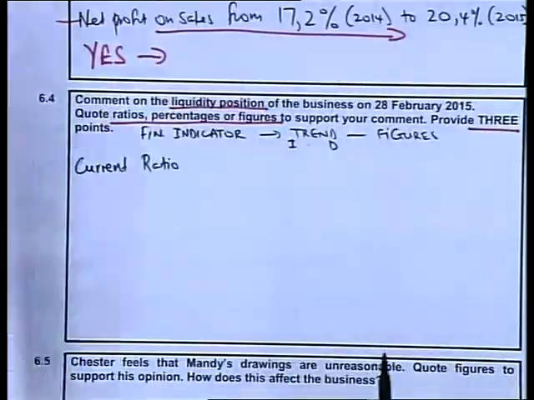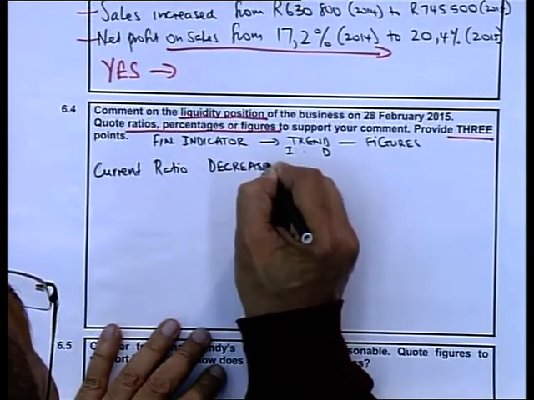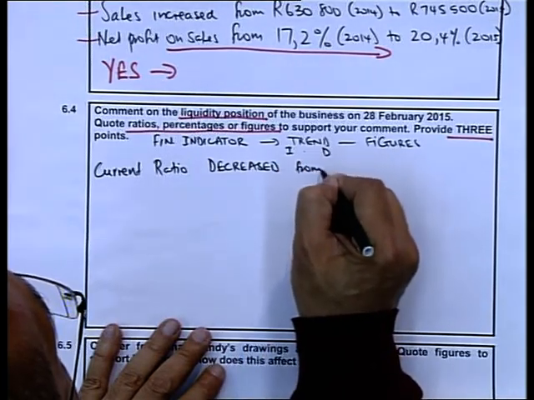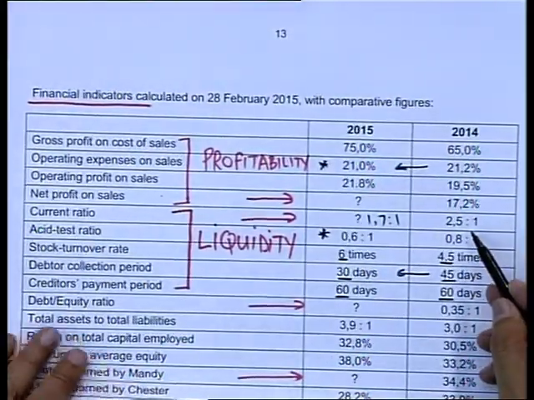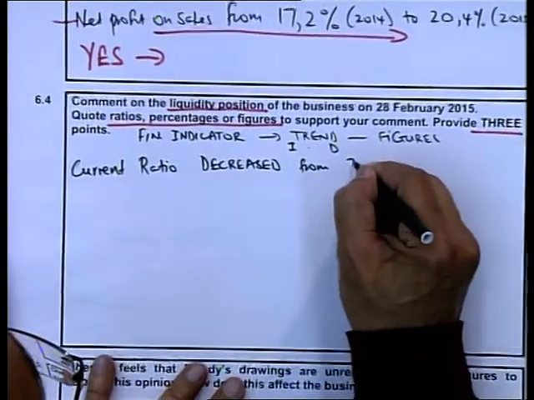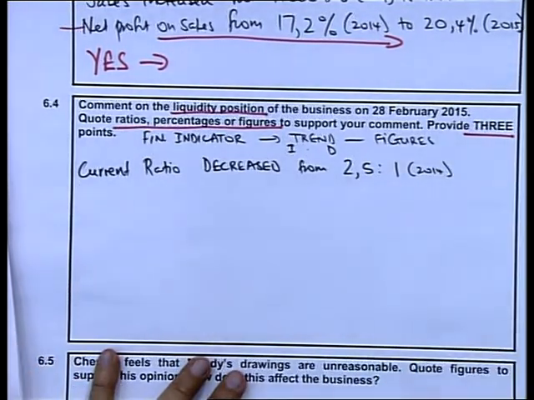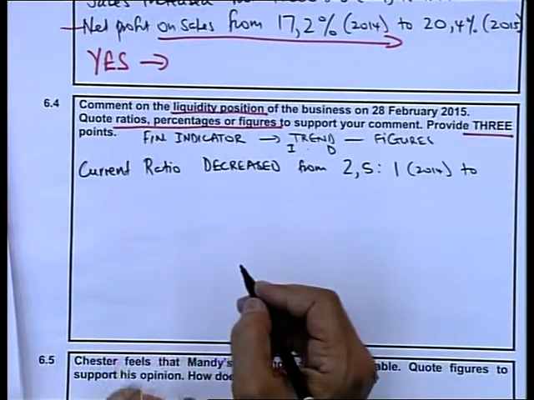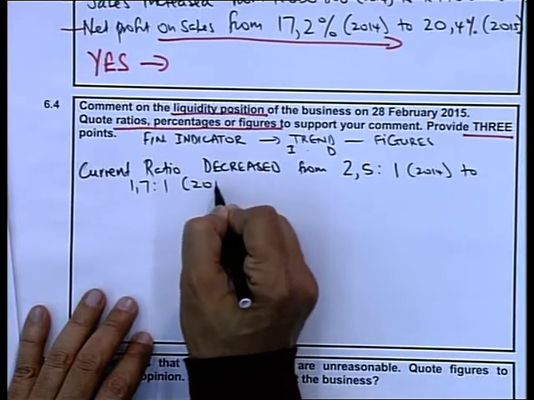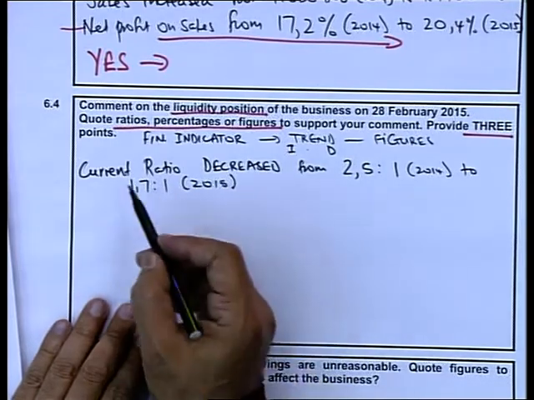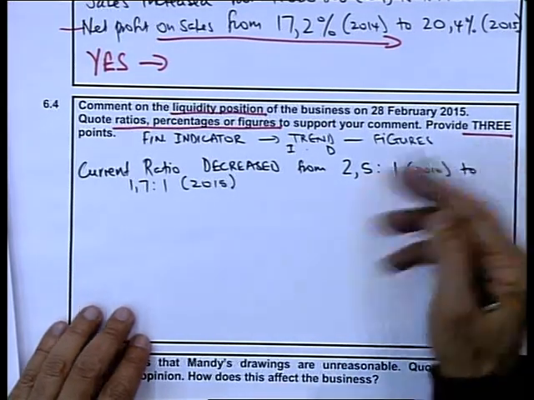So the trend: the current ratio decreased from what it was last year, 2.5:1. That was in 2014. And it's decreasing to 1.7:1, that is in 2015. So it's financial indicator, trend, and then figures. Now they're looking for three, so we have one.